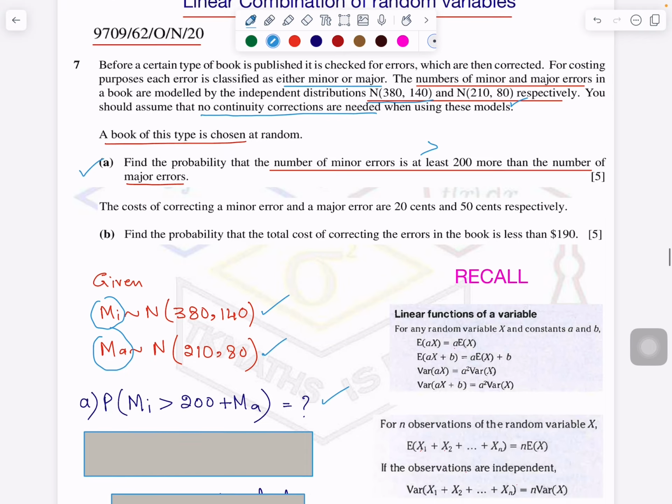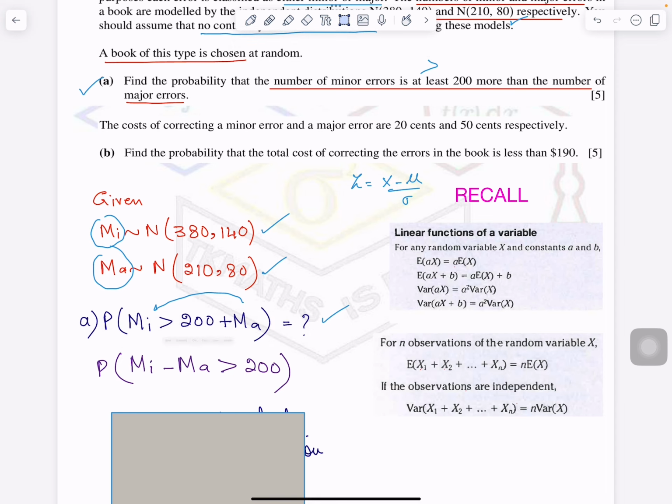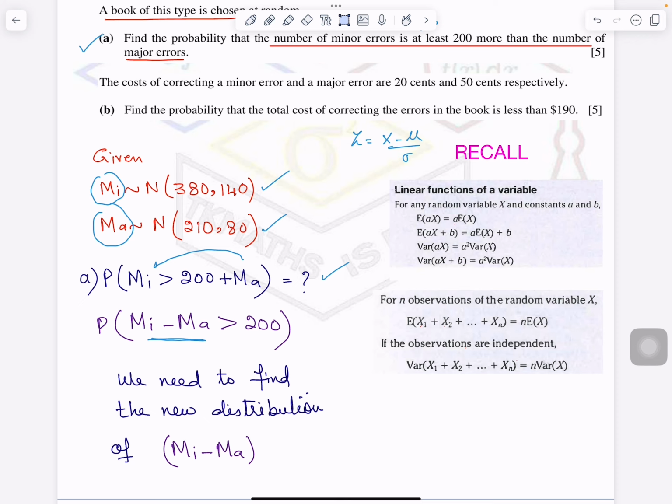So what comes to your mind? Because you need to make a new distribution, you have to use basically z equals x minus mu over sigma. So what will your new distribution be? It will become minor error minus major error. So now I will find the new distribution for MI minus MA. Agreed? By the way, these formulae which we use in linear combination I have written here so that you can refresh your memory while you're watching the video. That's why they are here.